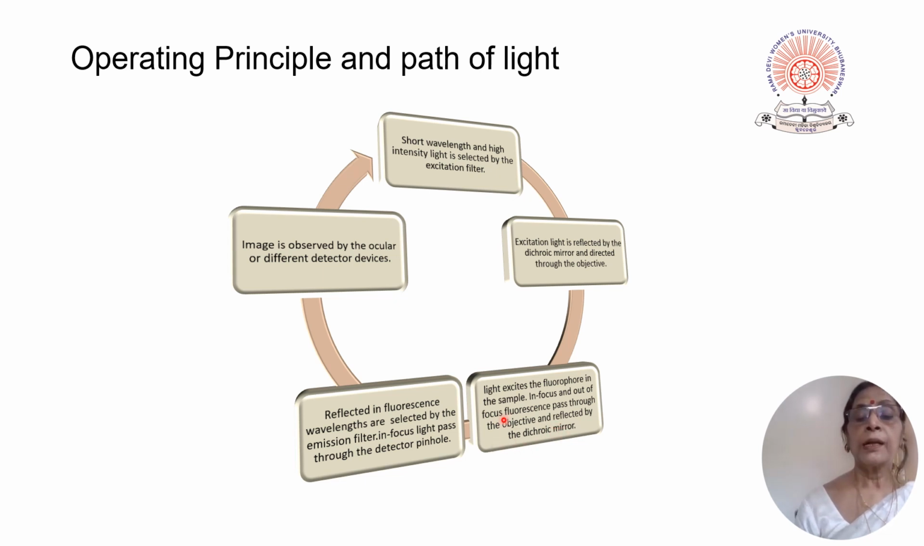From the dichromatic mirror, the light is reflected. This is the reflected fluorescence wavelength. It is selected by the emission filter and only the in-focus light passes through the detector pinhole, and then image is created by the ocular.